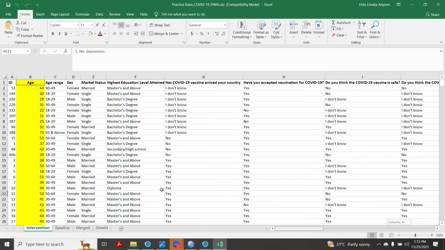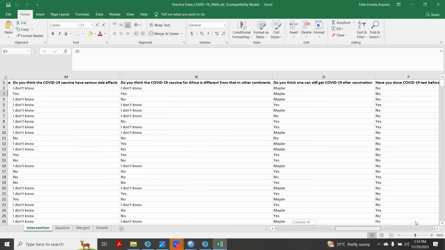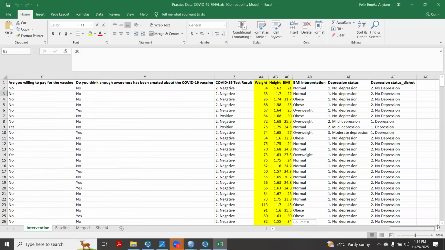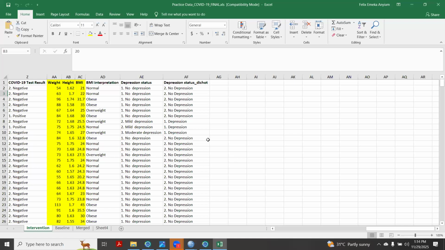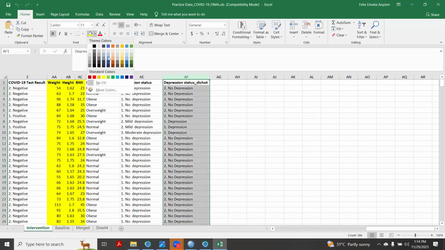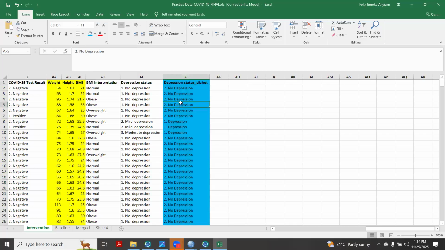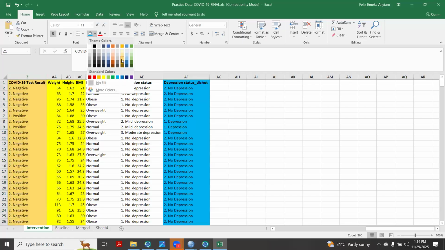The highlighted columns are the continuous variables, but the other ones are the categorical variables. And I mentioned that my outcome variable, the main reason why I am doing this study, is depression status. So this is what is motivating me to do this work: depression status, which is my dependent variable, and also the COVID-19 test result.